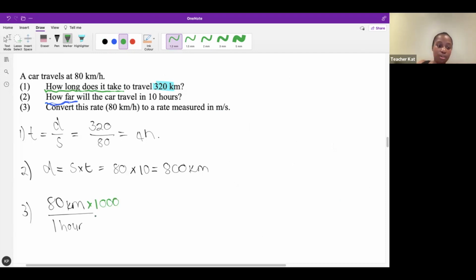Now we go and convert the bottom. We are in hours currently, and we want to get to seconds because it says meters per second. So I'm first going to times by 60 to get to minutes, but then I must times by another 60 to get to seconds. I hope you guys understand these two conversions here. The first times 60 is to get to minutes, and the next one is to get to seconds, which is what they asked us for. Okay, so what's 80 times 1,000?